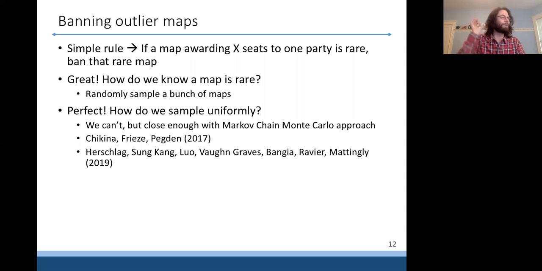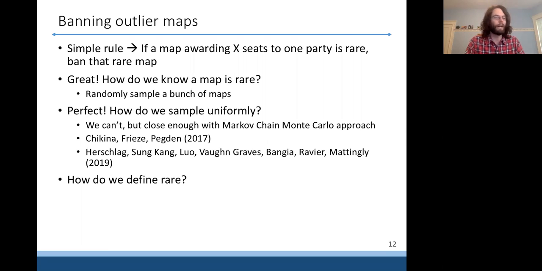We can't just sample uniformly from all possible maps, but it turns out we can come close enough, at least close enough for a lot of legal definitions. So there's been this recent work using these Markov chain Monte Carlo approaches, which for a lot of you mathematicians, I'm not going to talk a lot about this, but it's really cool stuff. Basically taking random walks through the space of possible maps with some restrictions on what a map can be, and using that to generate say 2,000, 20,000 random maps, and comparing a specific map to that set of maps, right?